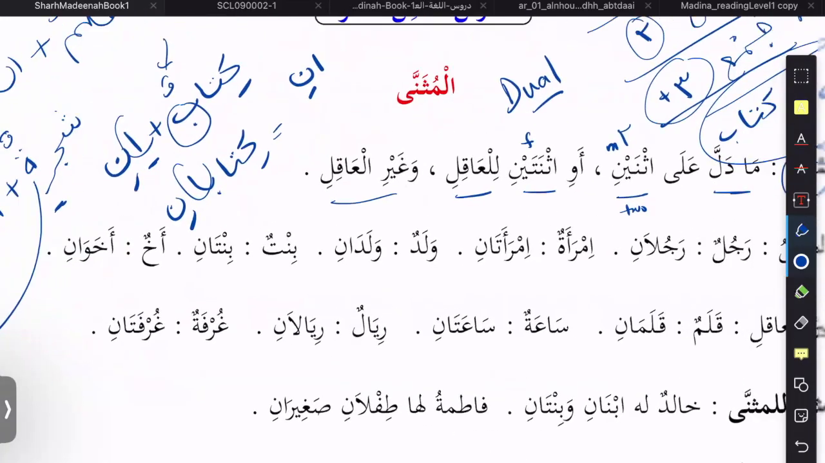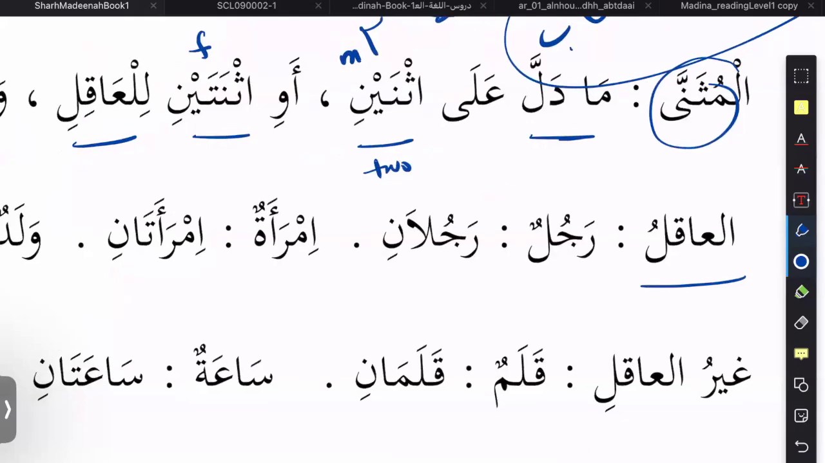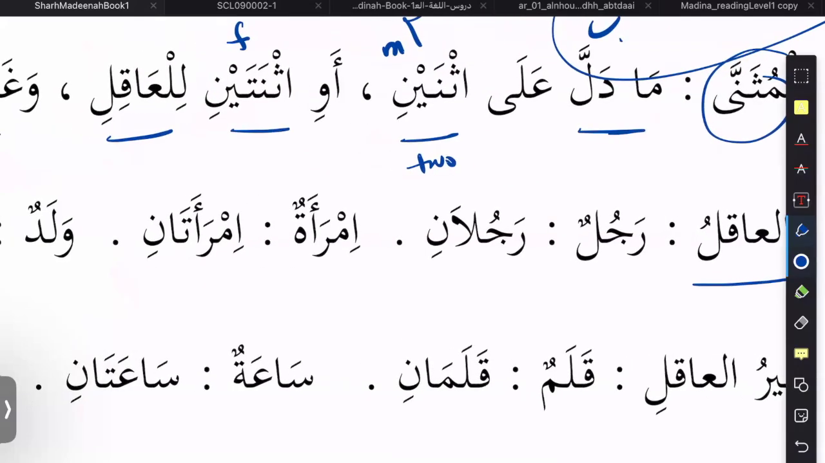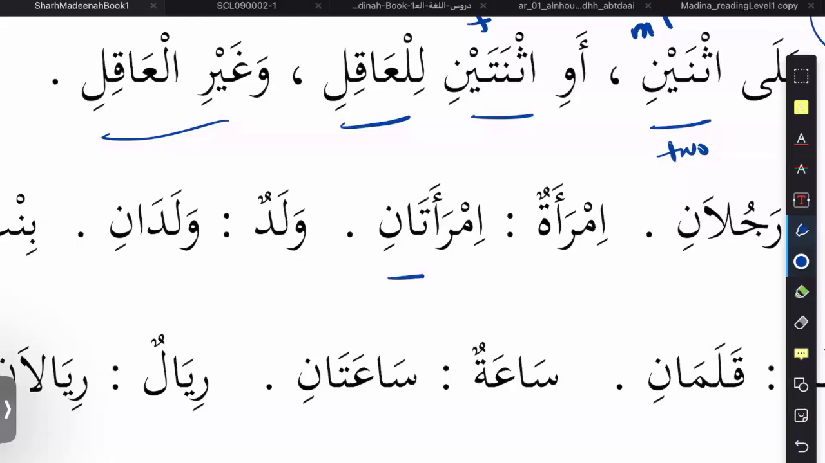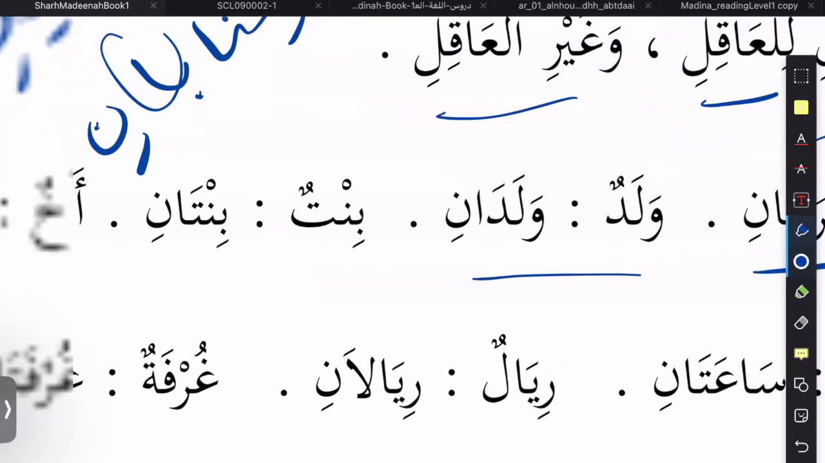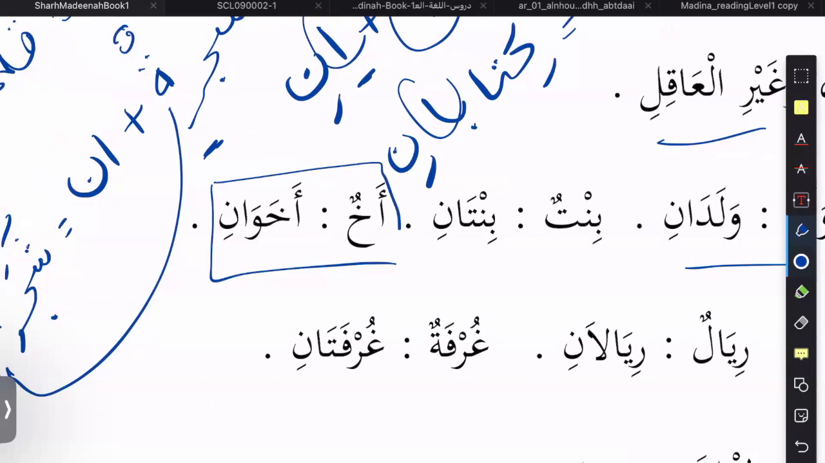So let us read what he's saying. He's giving us an example of al-aqil, the intellect. Rajul, man, rajulani. Now, when we say rajulani, you automatically think of two men. Imra'atun, imra'atani. As you can see, this ta marbuta is becoming your standard ta. Waladun, waladani, bintun, bintani, akh. Here an interesting change happens. We haven't talked about these words, akh and ab.